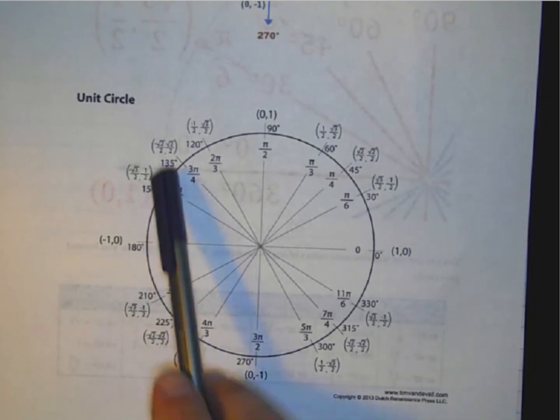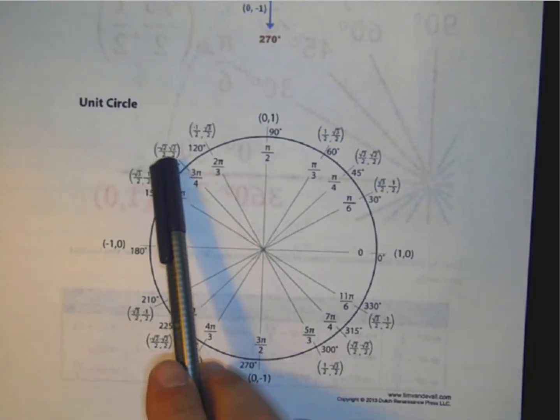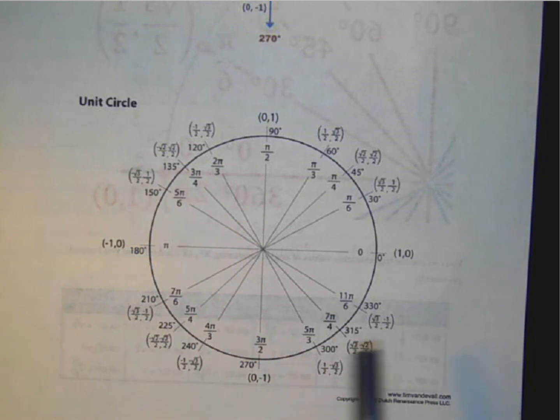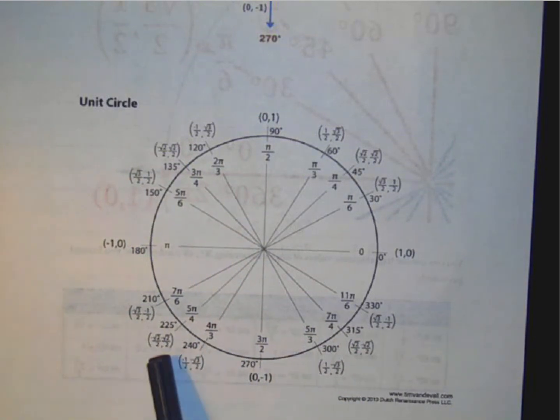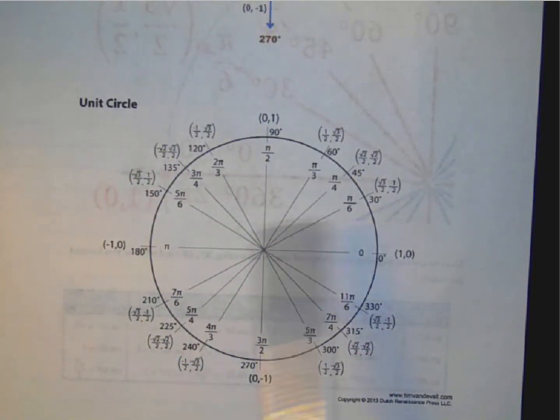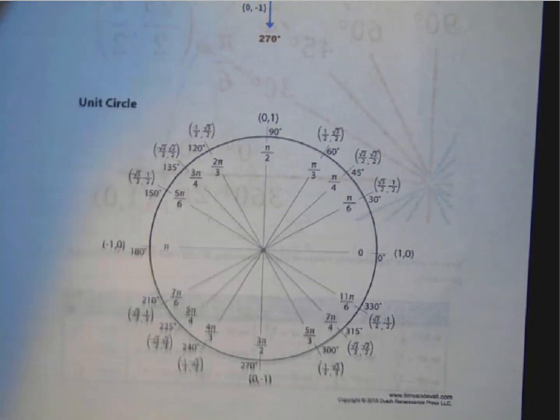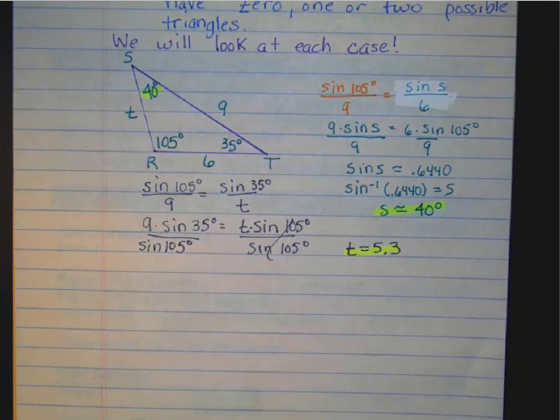But anyway, see right there, the cosine is negative radical 2 over 2. And if I go down here, the cosine is negative radical 2 over 2. And this repeats all the way around. So every sine and cosine is going to have two angles that will go with it. So that's what you've got to watch out for.